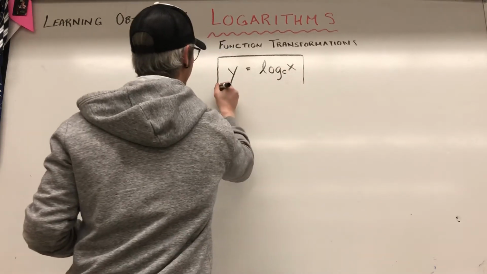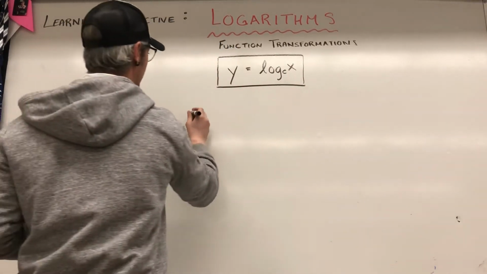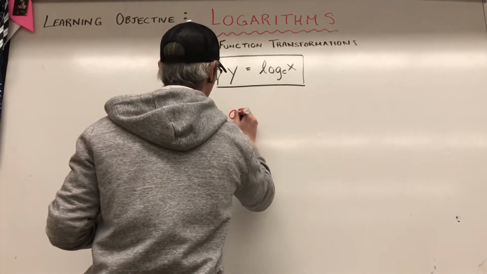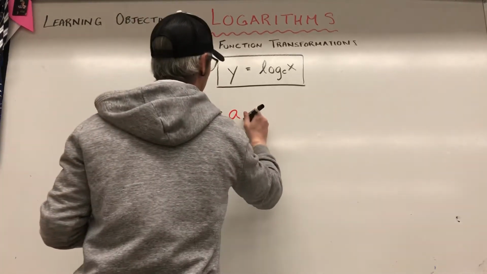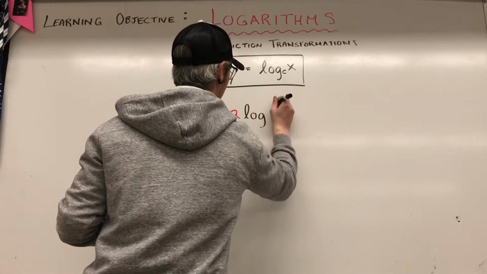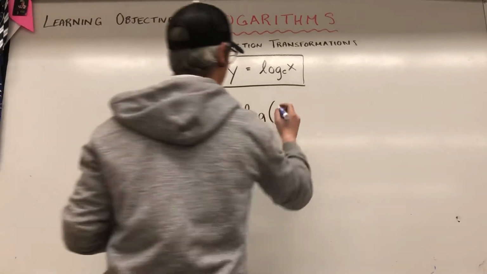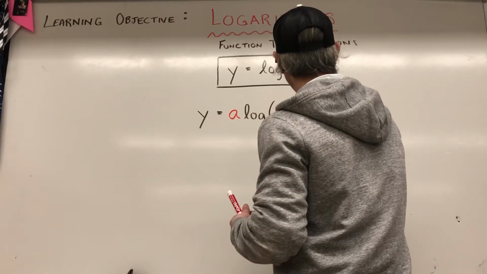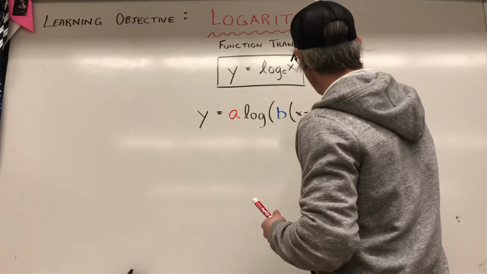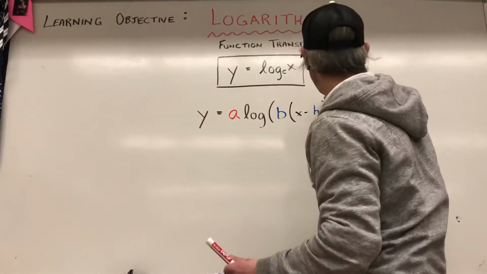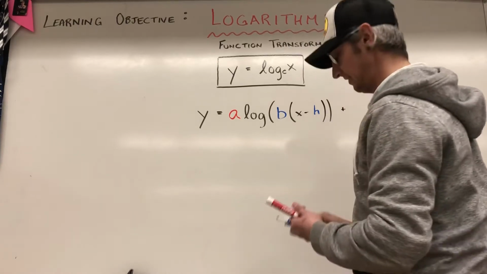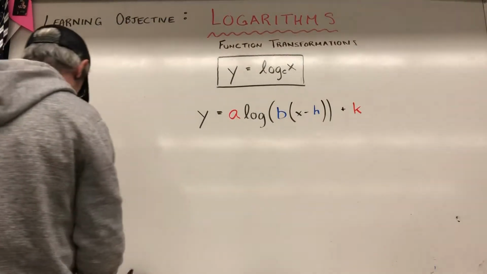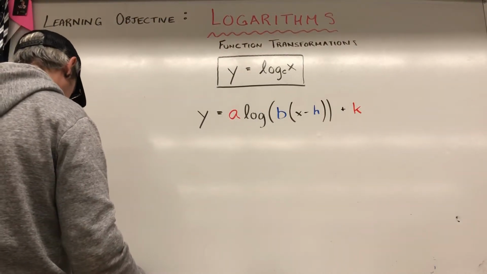Now our transformed function can look anything like this. So it's going to be y is equal to a log, open bracket, b, open bracket, x minus h, close bracket, close bracket, plus k. All right? It kind of looks similar to all the other transformations.